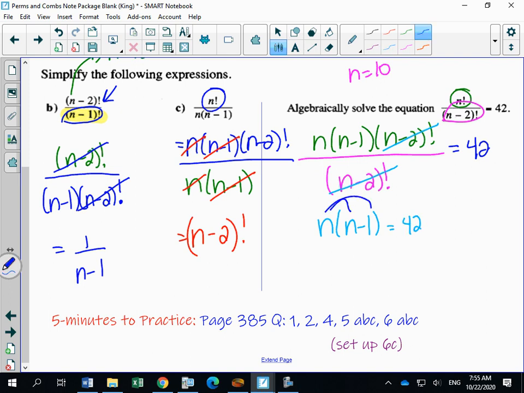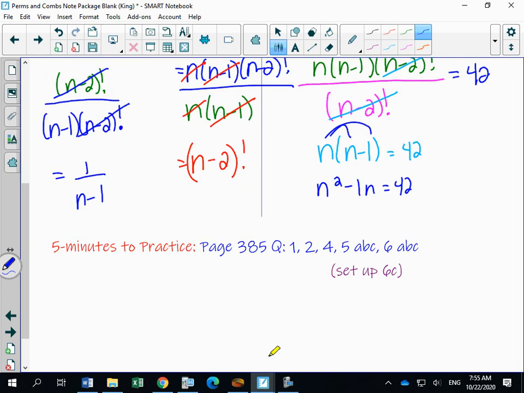From here, I'm going to distribute: n squared minus 1n is equal to 42. We're going to have a quadratic, so we're going to be factoring. You want to bring everything to one side of your equal sign. Always go to the side that makes your n squared positive, so everything would be going to the left.